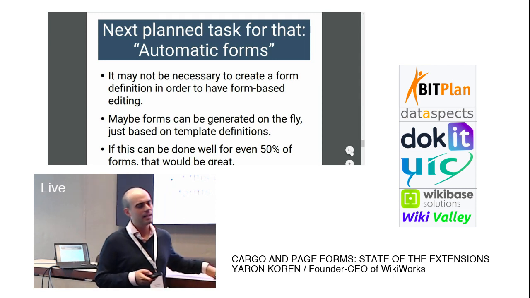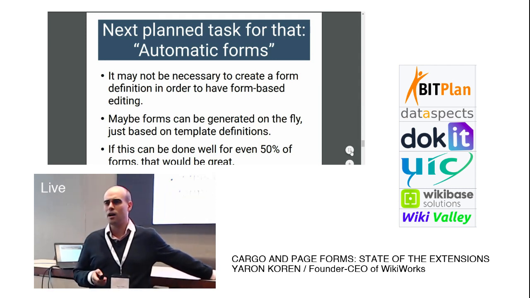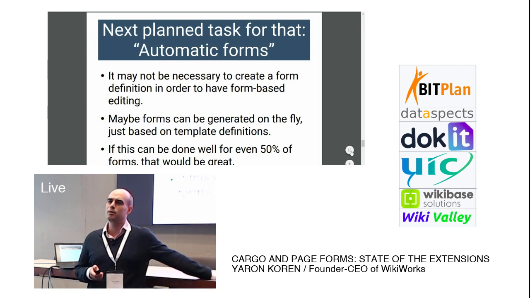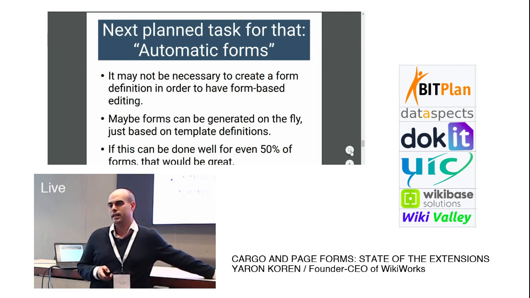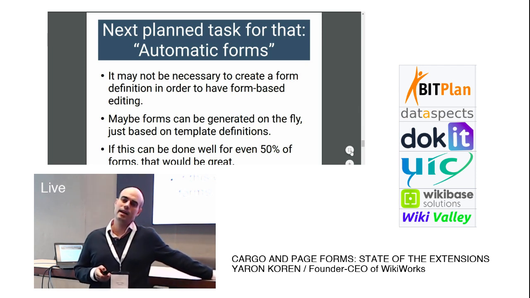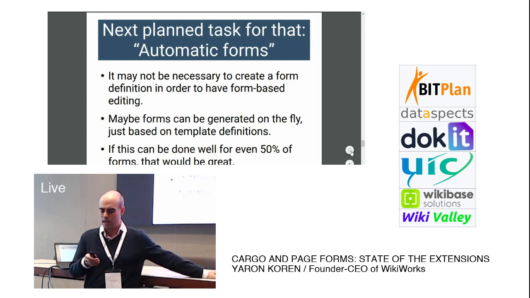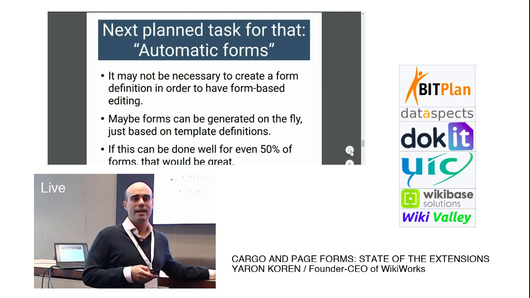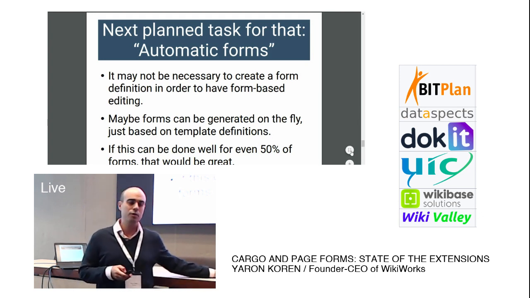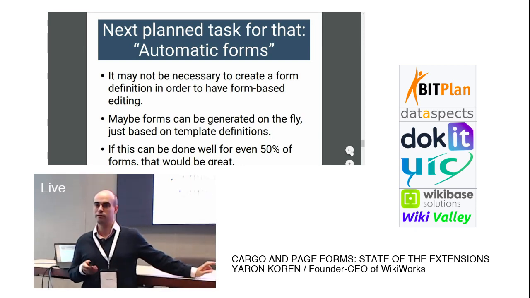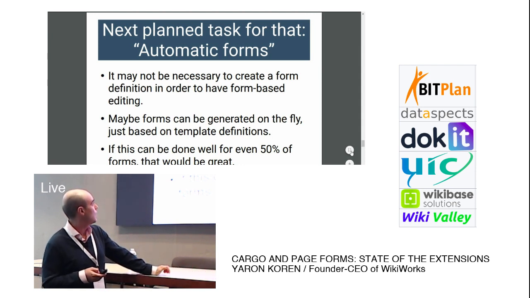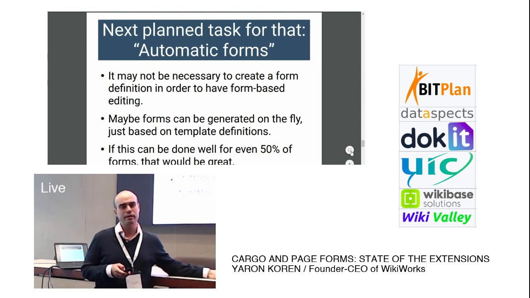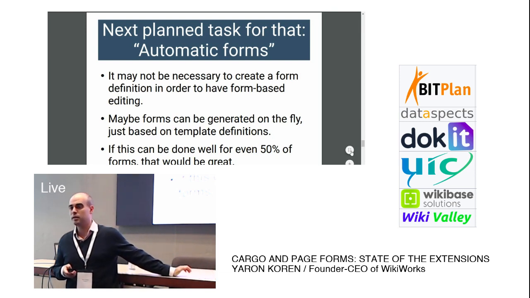Specifically, I think the next step I really would like to see is automatic forms where you don't have to define them. You just say, pages in this category should have a form. And then it goes and says, well, this category uses these templates or this template, and then it actually creates that form. The idea is people could override that by defining forms, but you can at least start out with no form definition, and maybe it's good enough. Maybe it's not. Even if it's good enough only 50% of the time, I think that would be a great improvement.